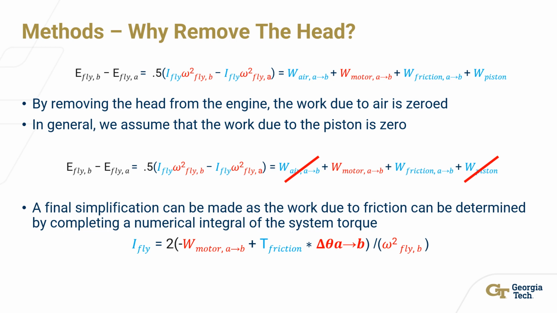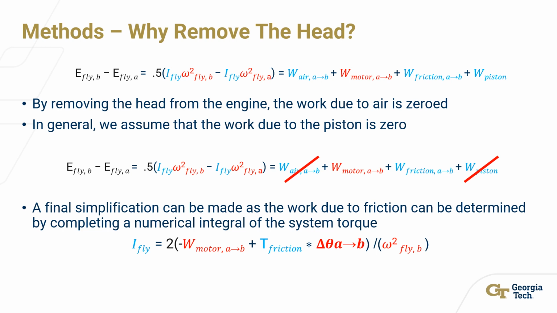Similarly, it is assumed that the work due to the piston zeroes out, and in a perfect situation, the piston neither provides nor takes any PV work. This leaves us with the second equation. This equation can then be simplified by acknowledging that the work due to friction is simply the work due to the motor during steady state, as the motor is putting in just enough work to stop the friction from overwhelming the engine in that time period. This leaves a rather simple equation for I_fly.